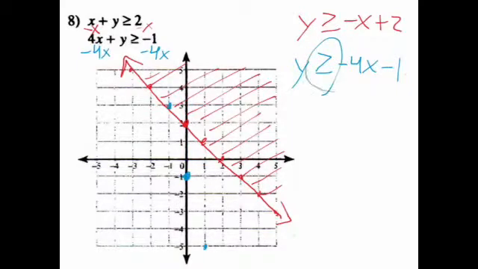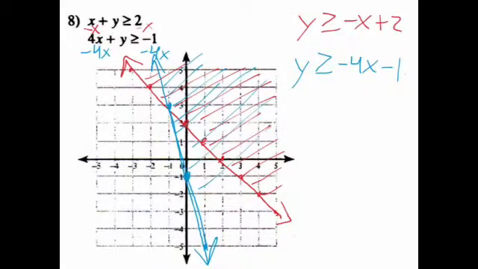And this guy, since it can be equal to, is going to give me a solid line. It looks something like this. And this says greater than. The greater than side is up above. So I'm going to be shading this side of my line.